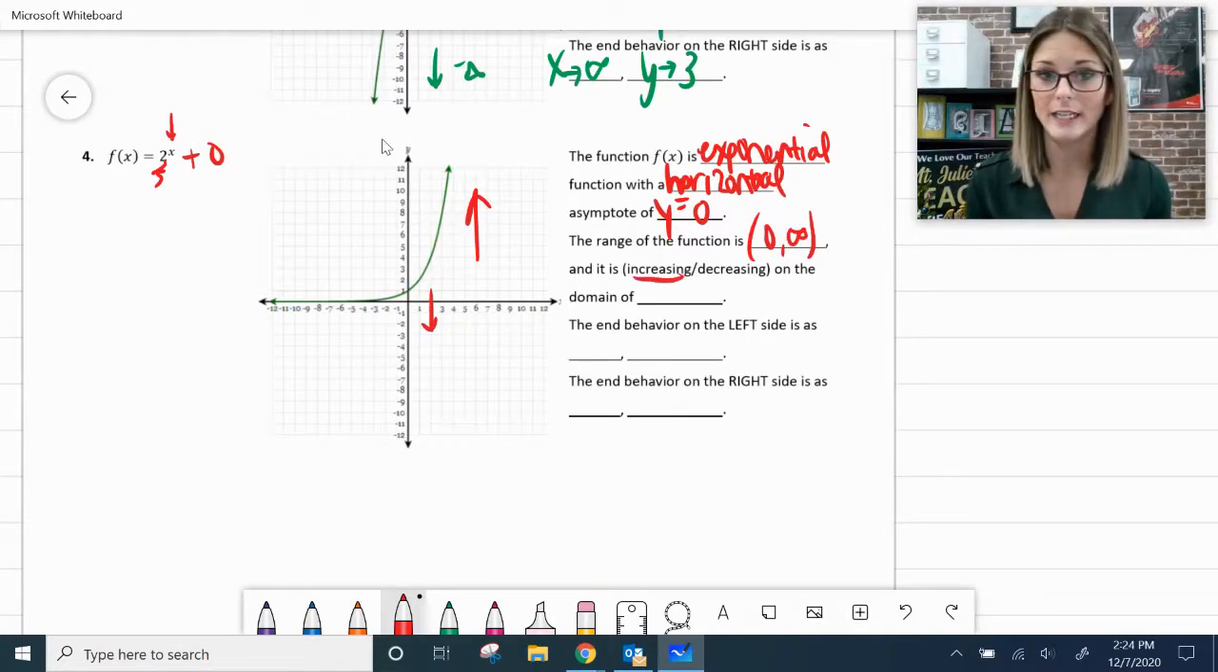It is clearly increasing from left to right on the domain of all real numbers from negative infinity to positive infinity. The end behavior on the left side, as x approaches negative infinity, what's your y doing? Left side, y is approaching 0. On the right side, x is approaching positive infinity. What's y doing? As I go to the right, y is going up, up, up to infinity.